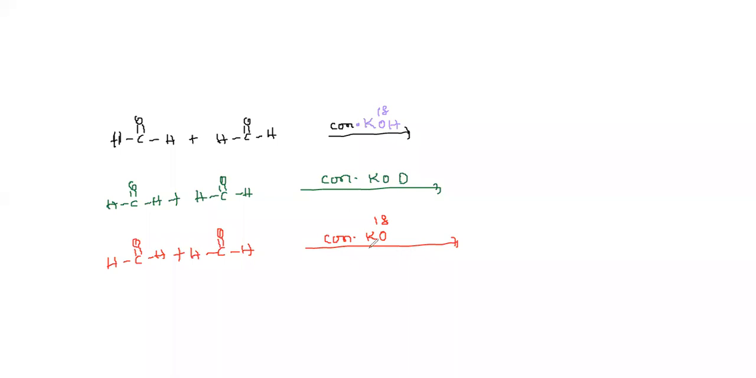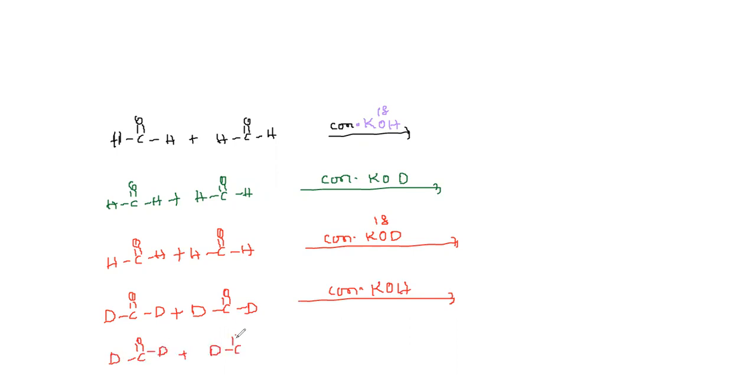Then one more: HC double bond H, then HC double bond OH, then concentrated KOH, O18. This one also has the D here, so we consider D. Then one more: DC double bond OD plus deuterium, then D, then concentrated KOH. Then one more: C double bond OD, then DC double bond OD, then concentrated KOH.